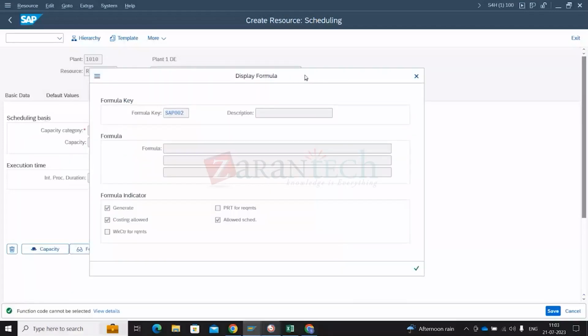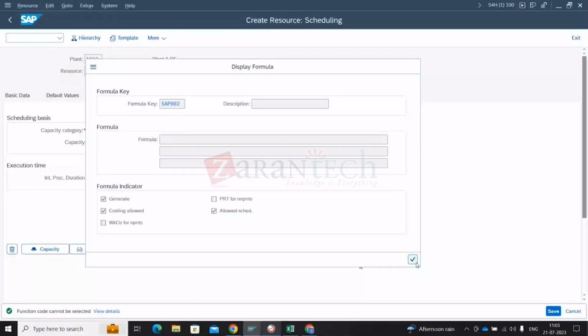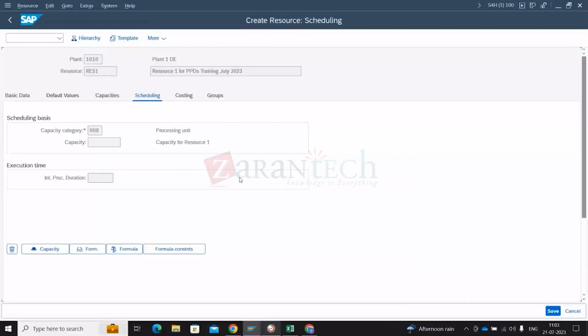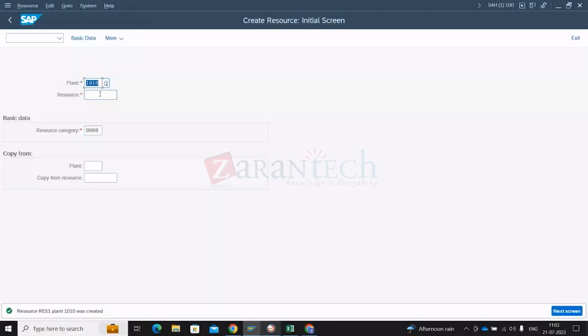Okay. I assign all the basic things. Fine. And let me save it. Fine. So my resource got saved. Now I'll go and explain what I did. So let me go to CRC3 resource 1.